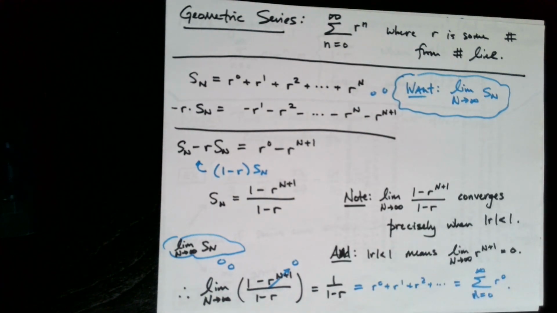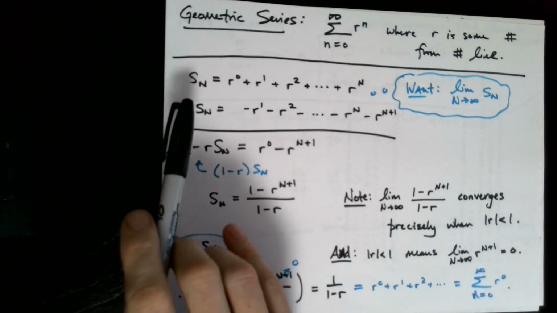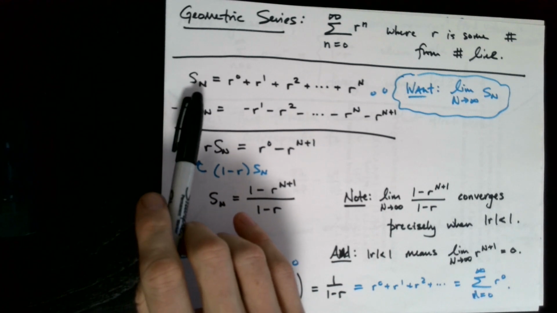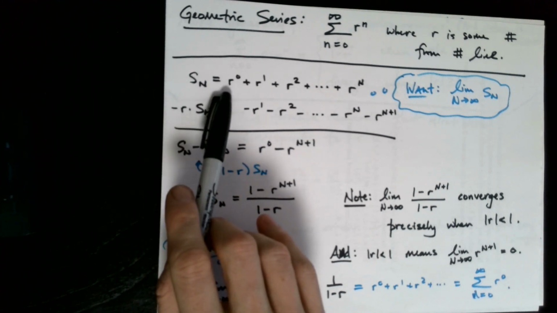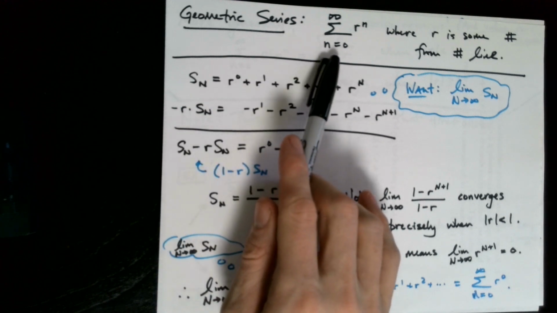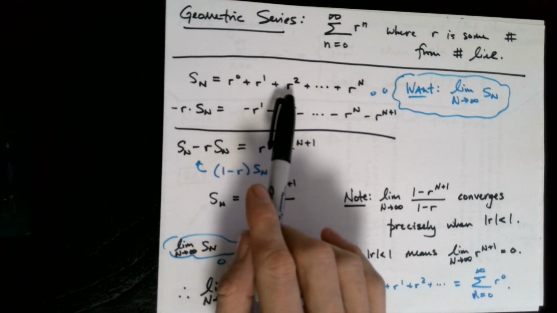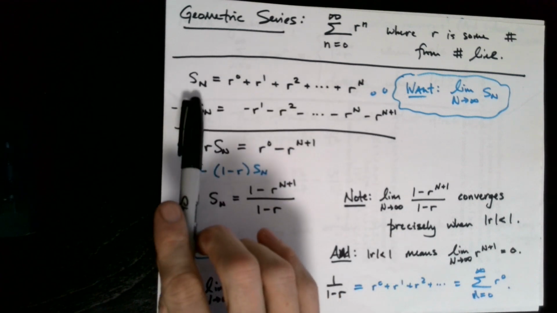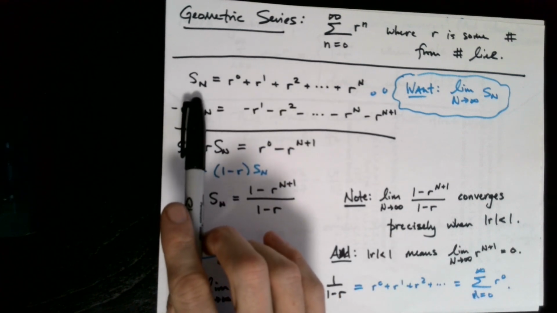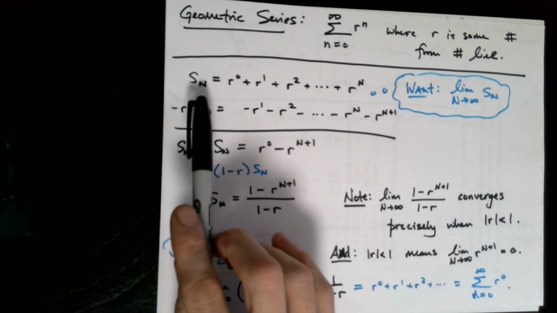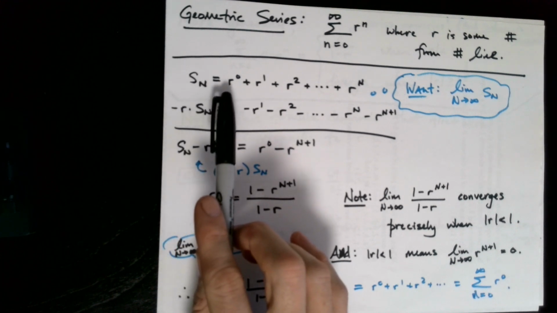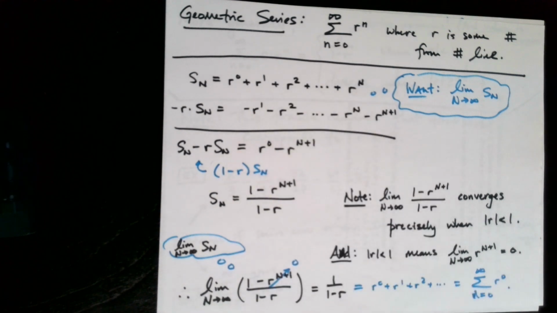So if you want to look at what a partial sum would look like, remember a partial sum is just the sum of the first however many numbers. Well, the first number in our sum is r to the 0, because our sum starts at n equals 0. The next term r to the 1, r squared, and so on. So if you want to add up the first capital N numbers, get the nth partial sum, well then you would just get r to the 0 plus r to the 1 out to r to the n.